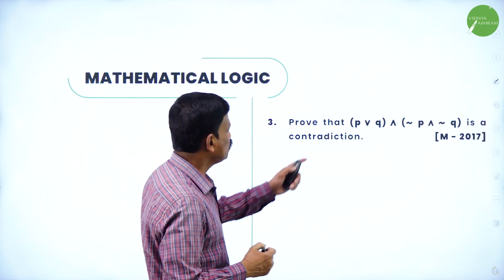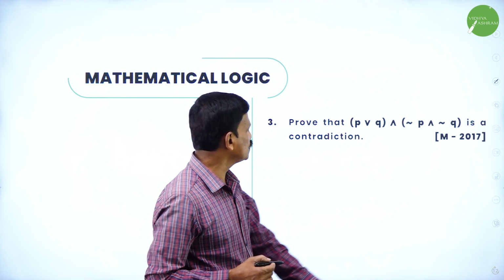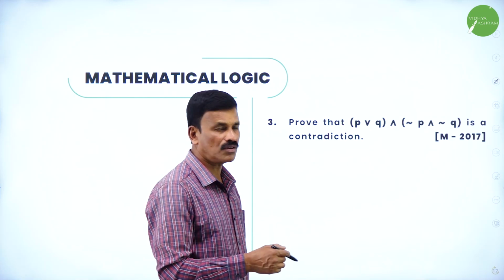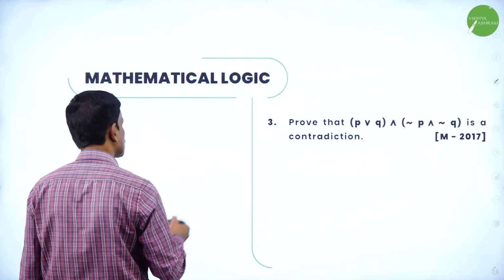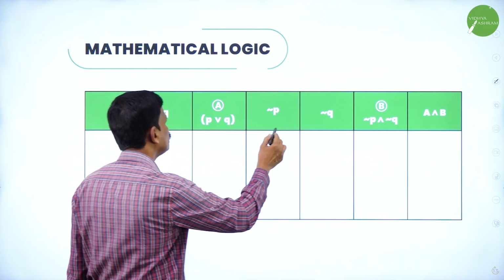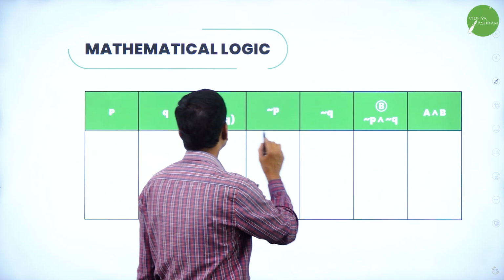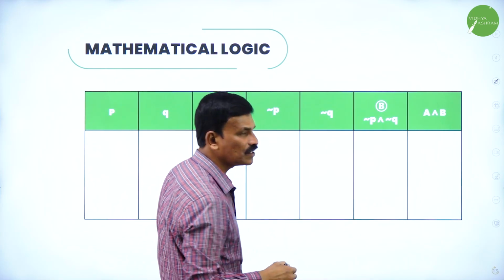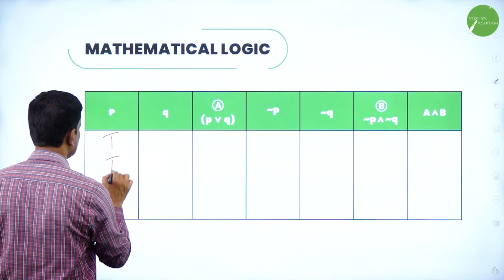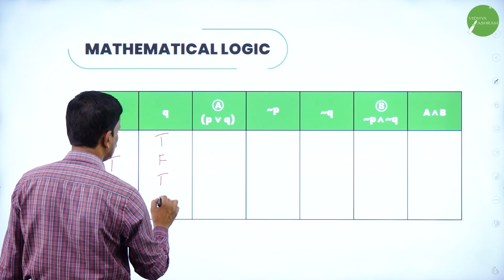Prove that (P disjunction Q) conjunction (negation P conjunction negation Q) is a contradiction. So we have to verify this is a contradiction. Now just construct the truth table for this: P, Q, P disjunction Q, negation P, negation Q, negation P conjunction negation Q, and the conjunction for A and B. So write down the truth values for P and Q: T, T, F, F and T, F, T, F.